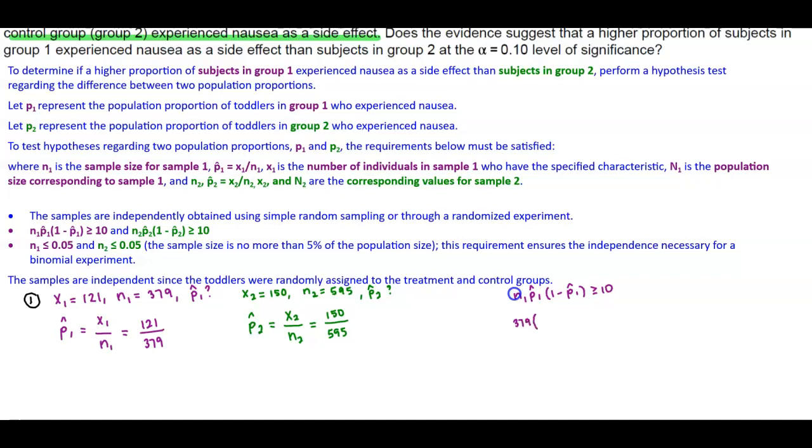So we know this is going to be 379 times 121 over 379 times 1 minus 121 over 379, which needs to be greater than or equal to 10. And so we end up getting approximately 82.33. So we know this is satisfied.